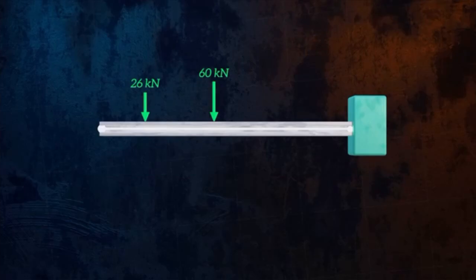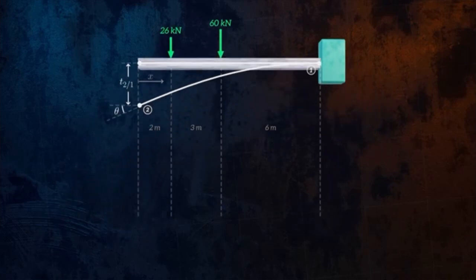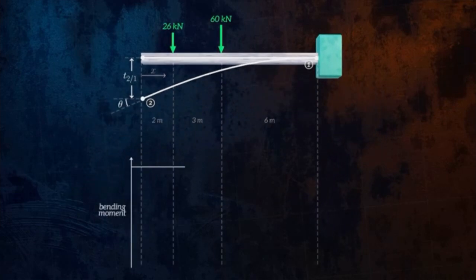We're interested in the deflection and angle of rotation at the free end. So let's define point 1 at the fixed support and point 2 at the free end. Because the angle and deflection are 0 at point 1, the moment area method will give us the deflection and angle at point 2 directly. We can define x as the horizontal distance from the free end and draw the bending moment diagram.